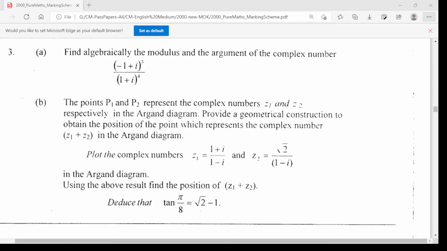So if you look at the next part of the sum, part B: the points P1, P2 represent the complex numbers C1 and C2 respectively in the Argand diagram. Provide a geometrical construction to obtain the position of the point which represents the complex number C1 plus C2 in the Argand diagram, right? For any two complex numbers, so you can take two complex numbers as C1 and C2, right? Let's see how you can do this construction.